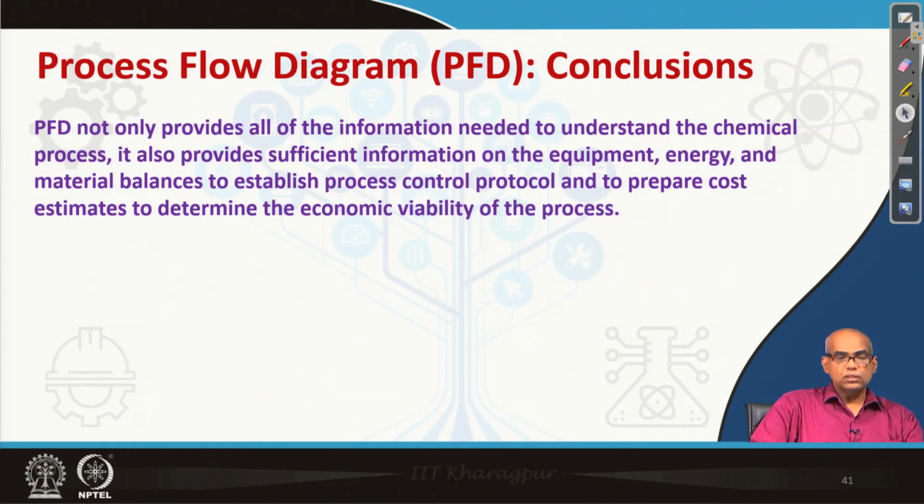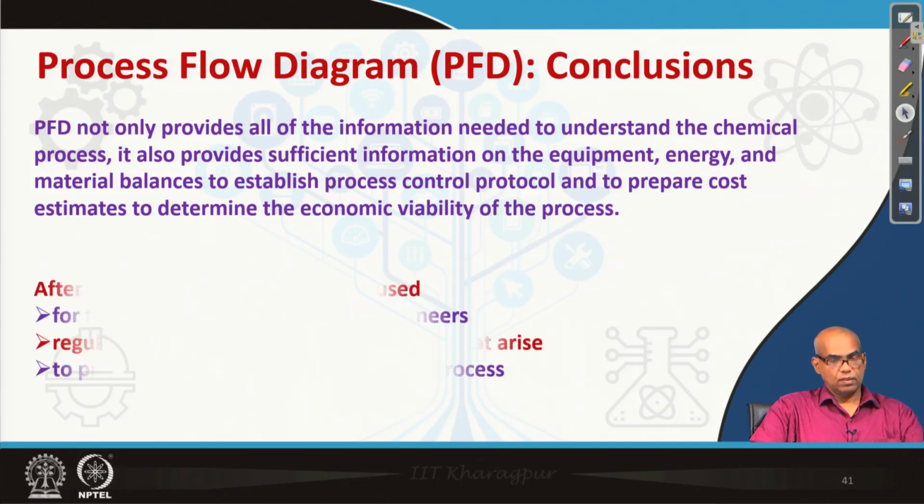So, we will conclude our process flow diagram discussion saying that a process flow diagram not only provides all of the information needed to understand the chemical process, it also provides sufficient information on the equipment, energy and material balances to establish process control protocol and to prepare cost estimates to determine the economic viability of the process.